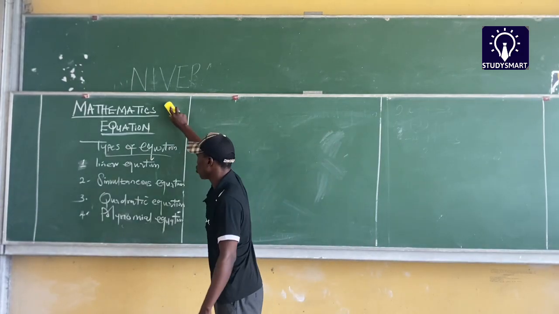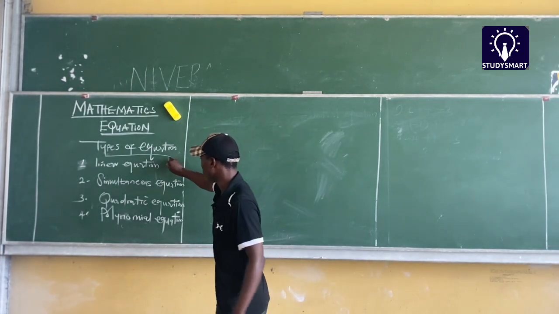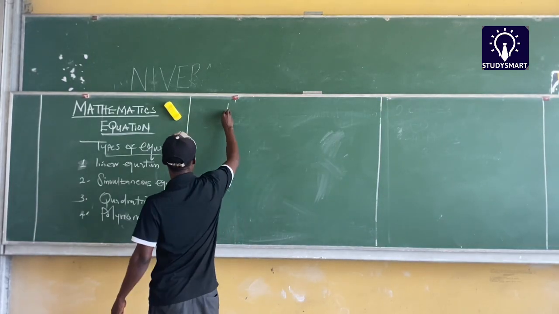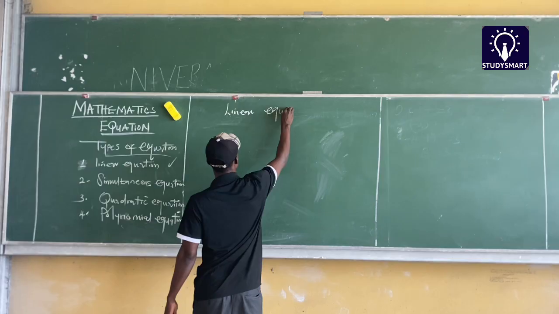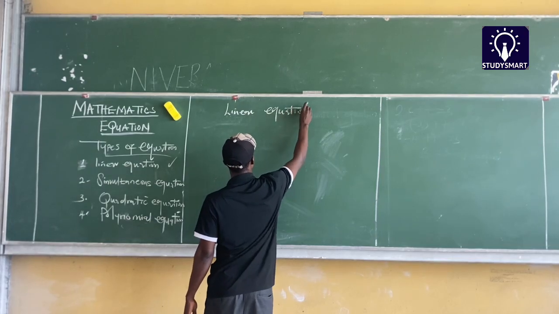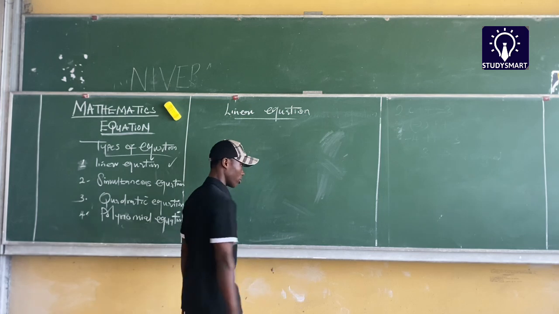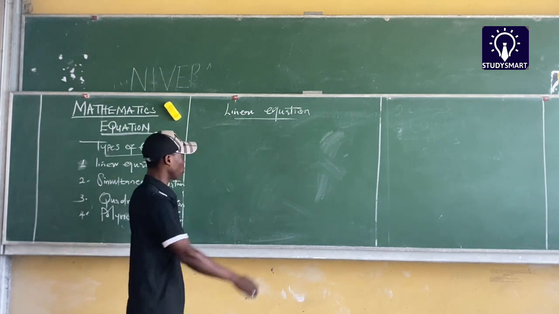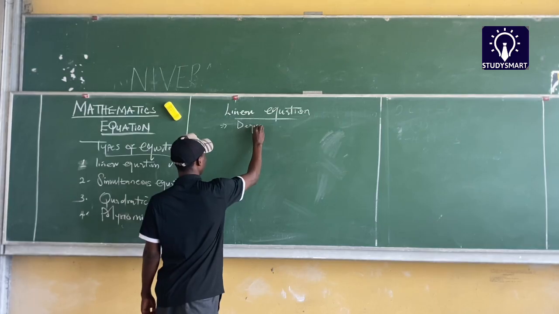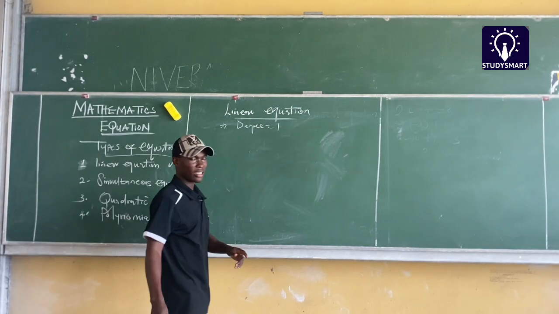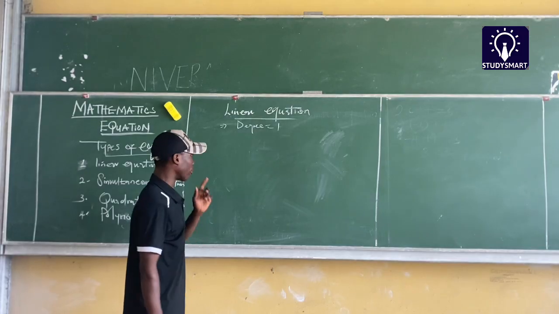All right, so we'll be taking each of these equations one after the other, starting from the linear equation. I'll just tell you the basic thing you need to know about the linear equation. One thing you should know is that it has a degree of 1. The linear equation has a degree of 1.